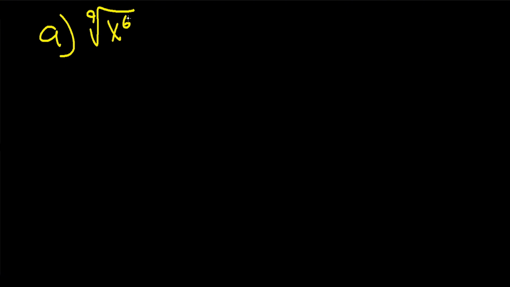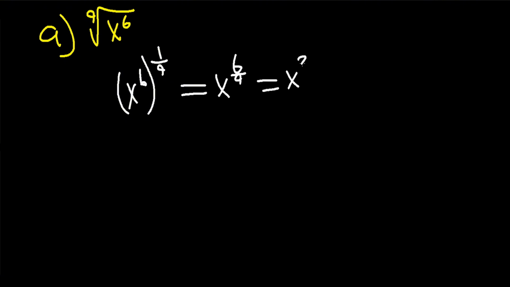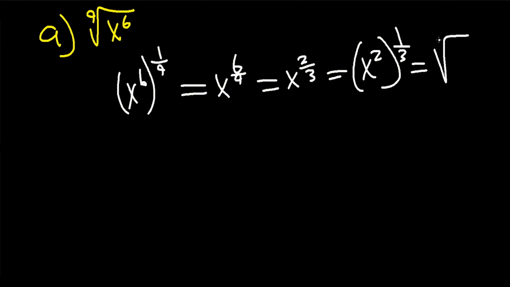So to fix this, we have to convert the radical to exponent form, do some simplification, and convert back to radical form. We're going to rewrite this as x to the power of 6, all to the power of 1 over 9, which equals x to the power of 6 over 9. Now we can simplify. That equals x to the power of 2, all to the power of 1 over 3. And now to finish this in radical form, we'll say it's the third root of x squared.